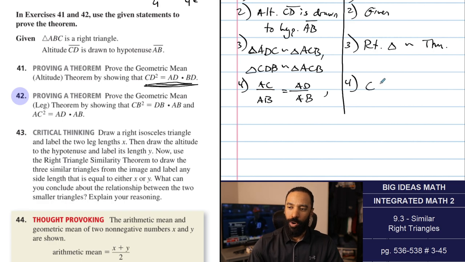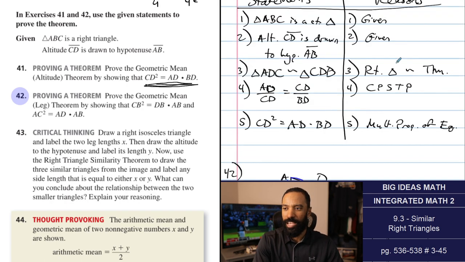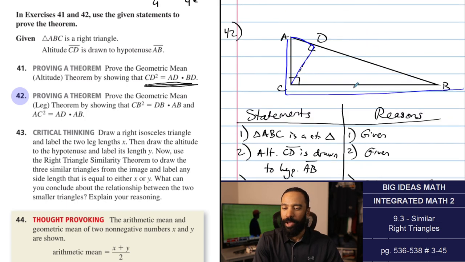That's corresponding. I said parts before. I should have said sides. Corresponding sides of similar triangles are proportional. CSSTP. I said parts before. Corresponding sides of similar triangles are proportional. Now, I want to do another one.